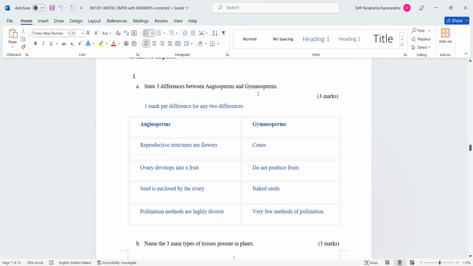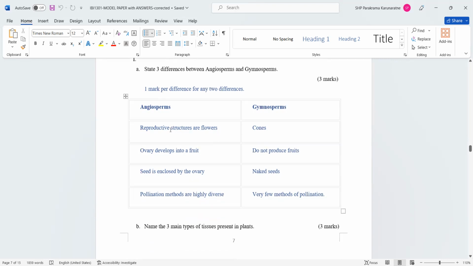So if you are asked to write differences, you can write: reproductive structures are flowers here in angiosperms. In gymnosperms, you don't get flowers. Instead, you have cones. Here, the angiosperm ovary develops into fruit. Here they don't produce fruits. In angiosperms the seed is enclosed by the ovary, but in gymnosperms you find naked seeds. That is the meaning of the name gymnosperm.